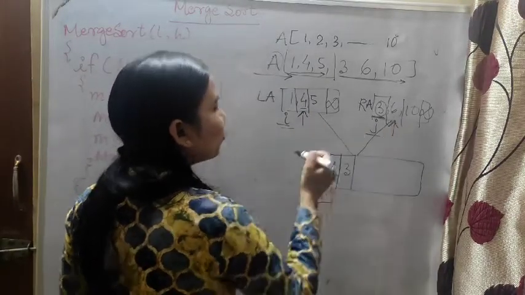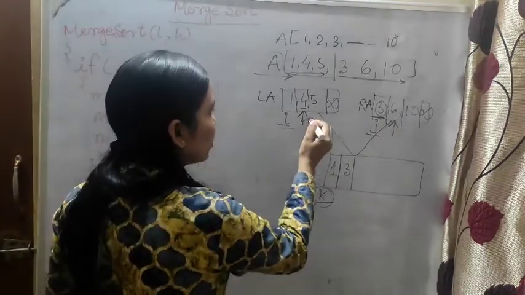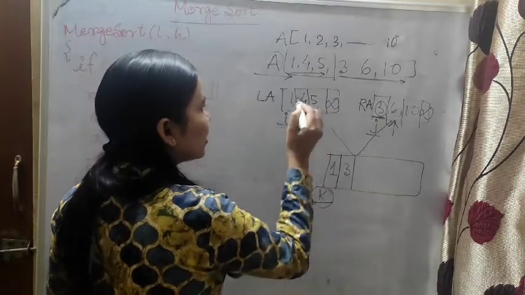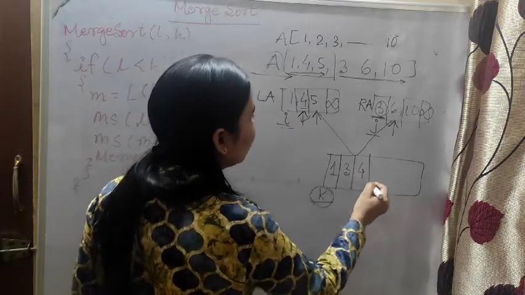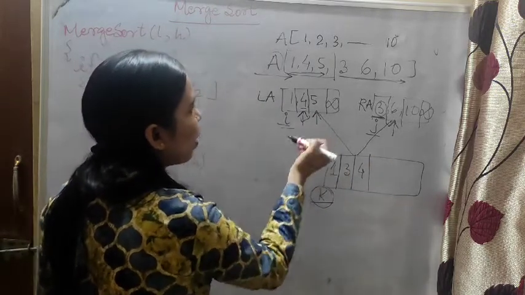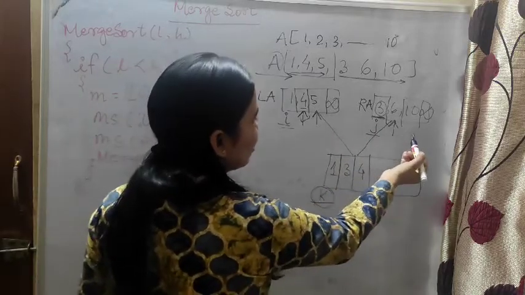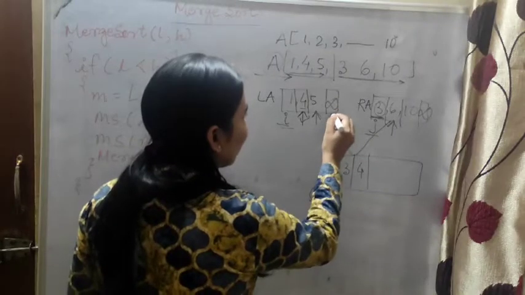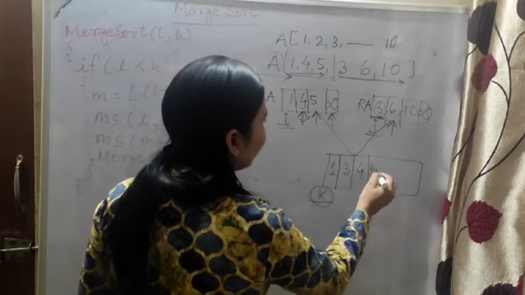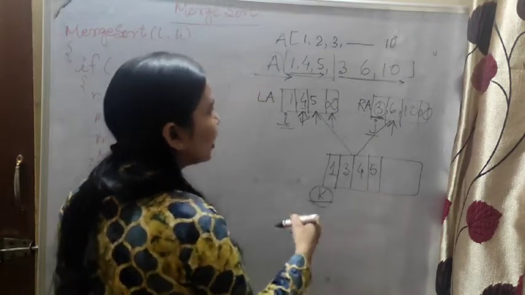4 to 6. Is 4 less than 6? Yes, 4 is less. That means now we increase the value of the i position, and we will store 4 in the k value. Now 5 compared to 6. Is 5 less than 6? Yes. Then again the i value will come and the i pointer will go to the next.